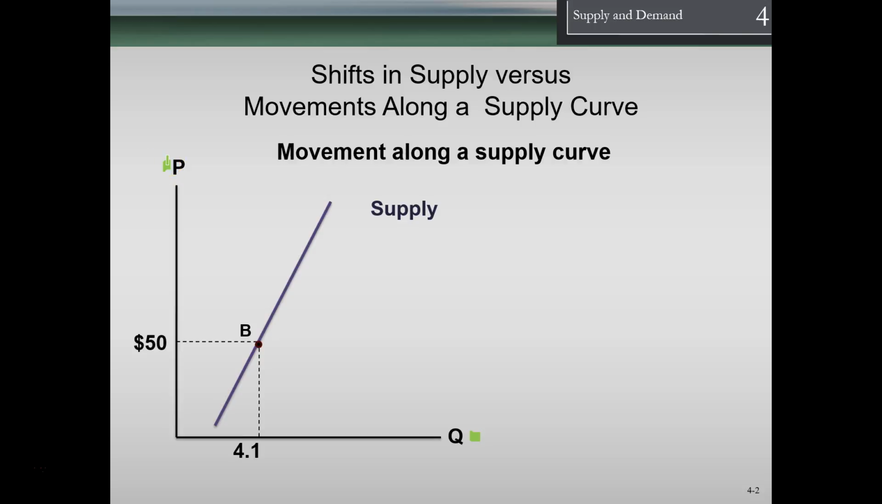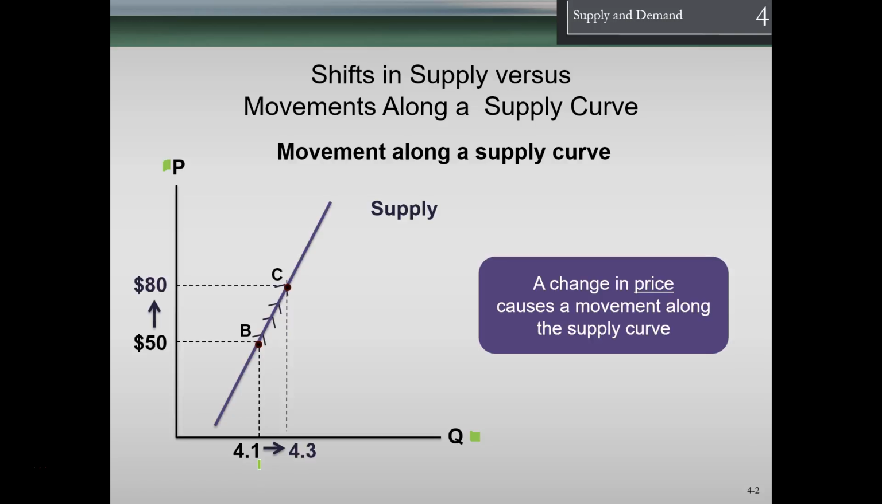So we have price on the vertical axis. We've got quantity on the horizontal axis. And what we are saying is at point B, if the price is 50, then we are going to produce, in this case, 4.1. And then a change in price causes a movement along the supply curve.